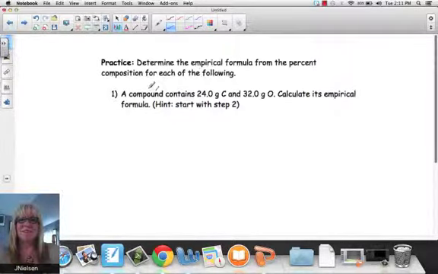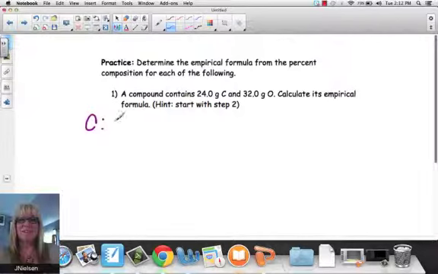Okay, determine the empirical formula from the percent composition of each of the following. So I have 24 grams of carbon and 32 grams of oxygen. Calculate its empirical formula. So remember, it was percent to mass, that was step 1, okay, or percent to grams. Step 2 is grams to moles. Step 3 is divide by small. Step 4 is times till whole. So we're starting with step 2 because we already have grams, so we're going to do grams to moles.